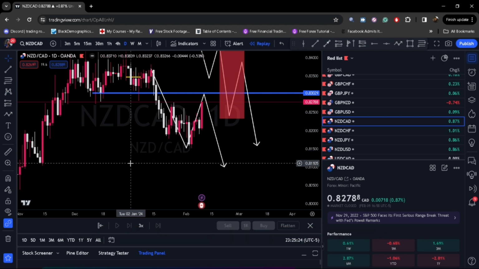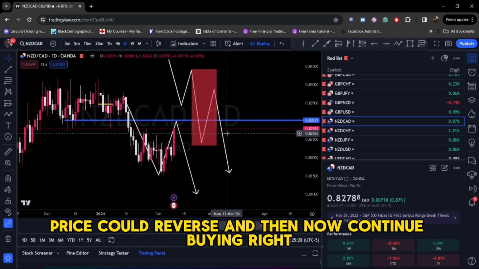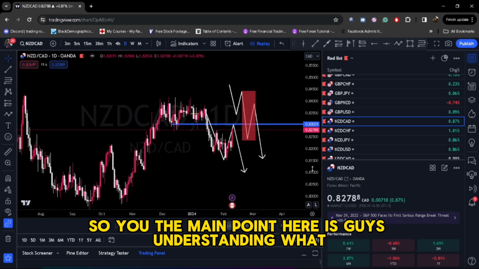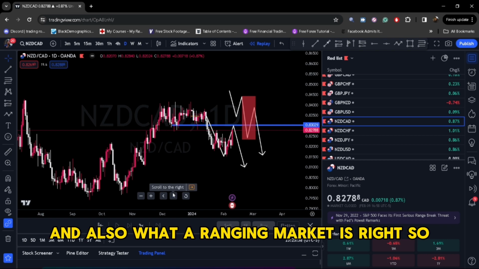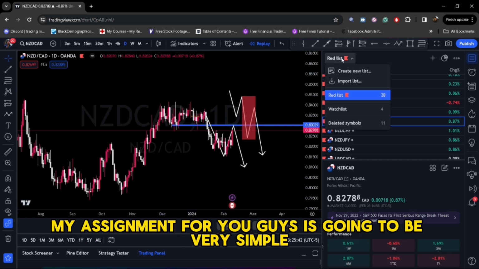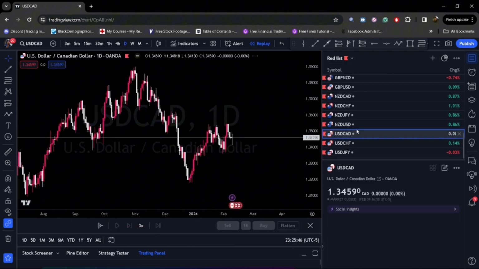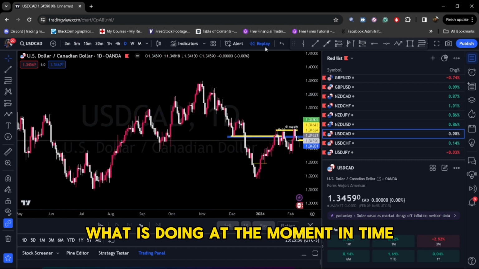Now guys, the deeper we go into it, the more you realize that sometimes price could reverse and then continue buying. So the main point here is understanding what a downtrend is, what an uptrend is, and also what a ranging market is. My assignment for you guys is going to be very simple. I want you to pick any pair you want and just identify what it is doing at that moment in time.